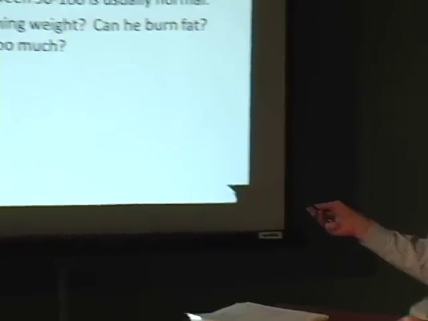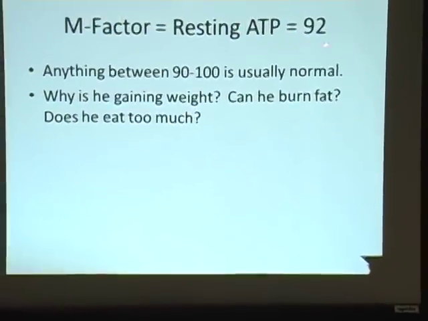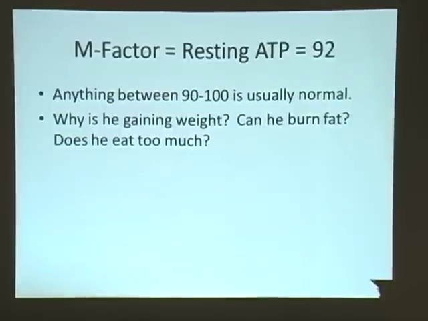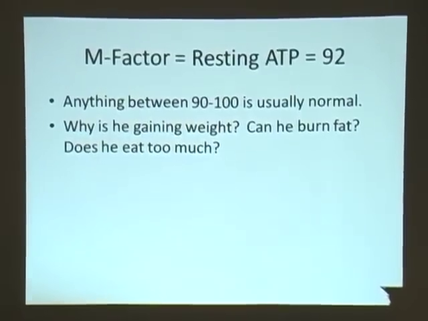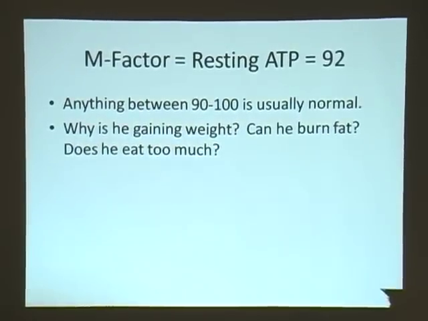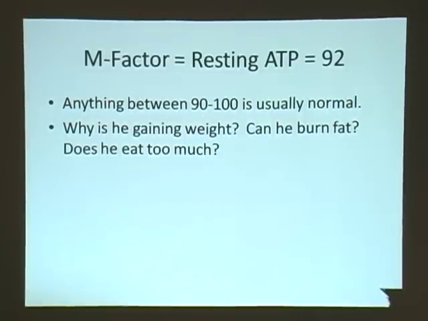Now let's look at the next factor. The next factor is called the M factor, M standing for metabolism, because that's what it means. It's resting ATP production. He's at 92. So that's 92% of what would be predicted for him. Actually, anything between 90 and 100 is usually normal. We consider that normal.